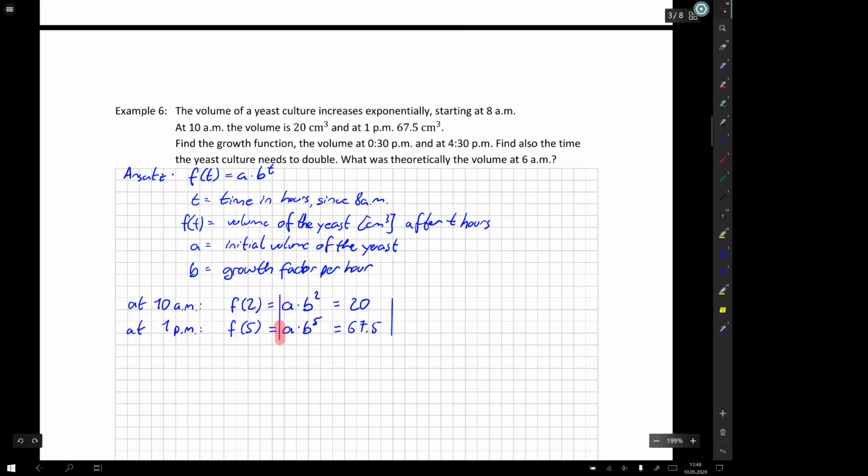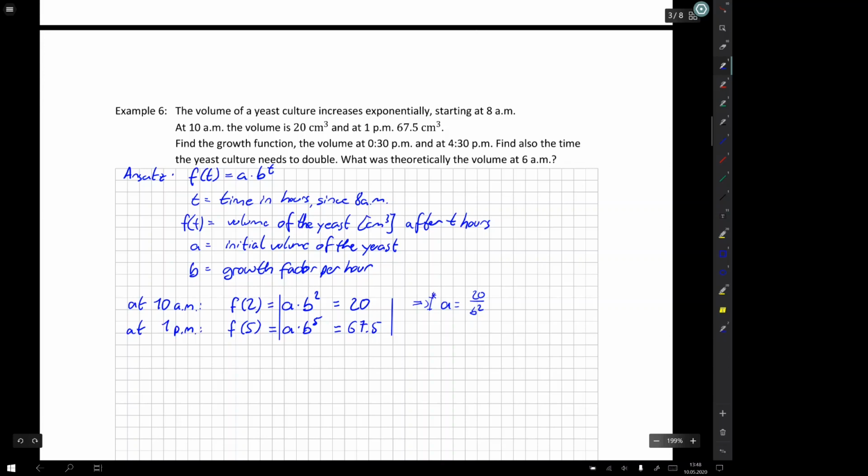We'll draw a bar for the equation system here. So now how can we calculate that? The simplest way, but for many of you probably puzzling, would be to take this equation and divide it by this one. When I divide these left-hand sides, what remains is just b to the power of 3. And here I get a number, so I get b to the power of 3 equals something. Let us do it in another way. Let's solve first this equation for a. So I get a equals 20 divided by b squared.